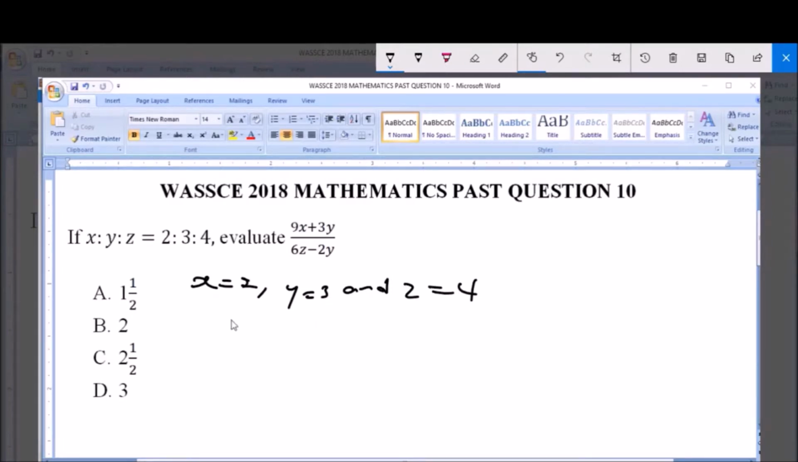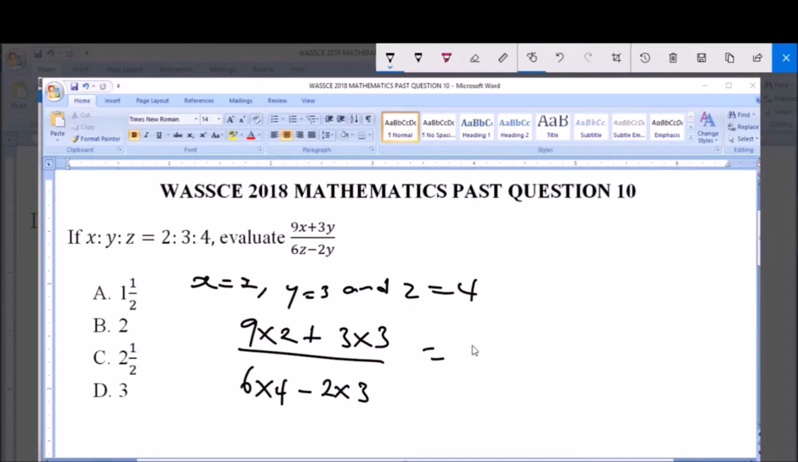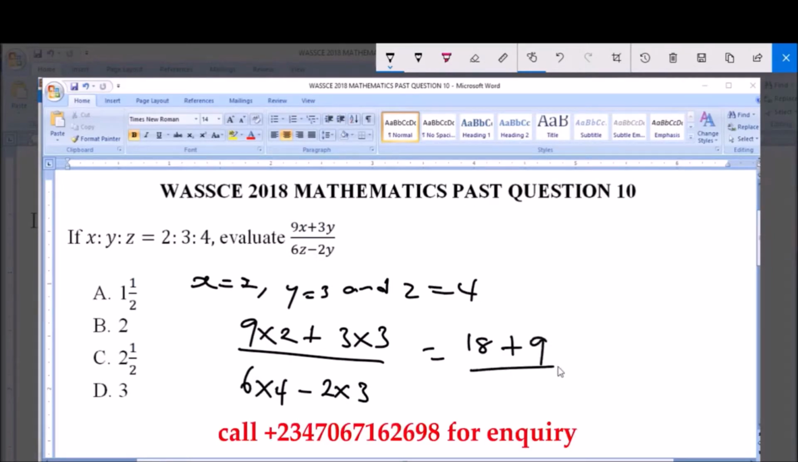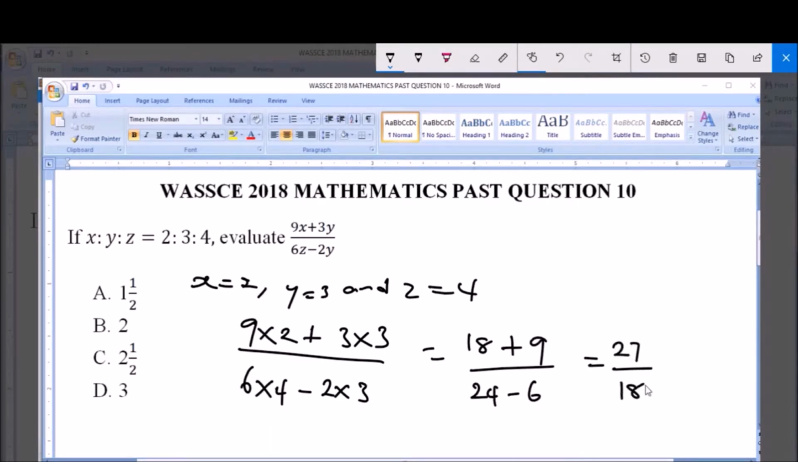So we are given 9x. It simply means 9 multiplied by 2 plus 3 multiplied by y, which is 3, all over 6z, that's 6 multiplied by 4 minus 2y, that is 2 multiplied by 3. So this is equal to 18 plus 9 all over 24 minus 6, and this is equal to 27 all over 18. Now there's a common factor for 27 and 18, and that is 9. 9 in 27 will give us 3, and 9 in 18 will give us 2. So this is equal to 3 all over 2, which is equal to 1 whole number 1 all over 2, and that is option A.